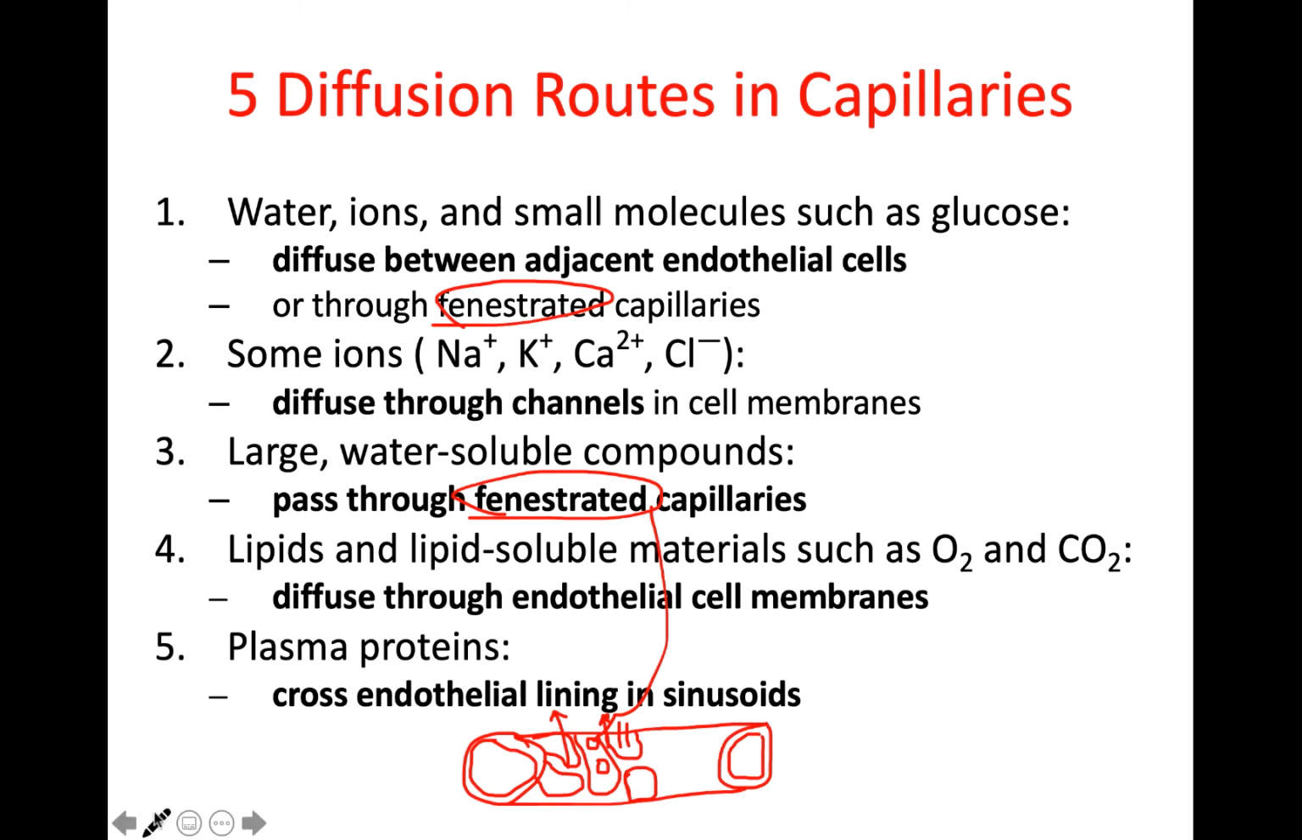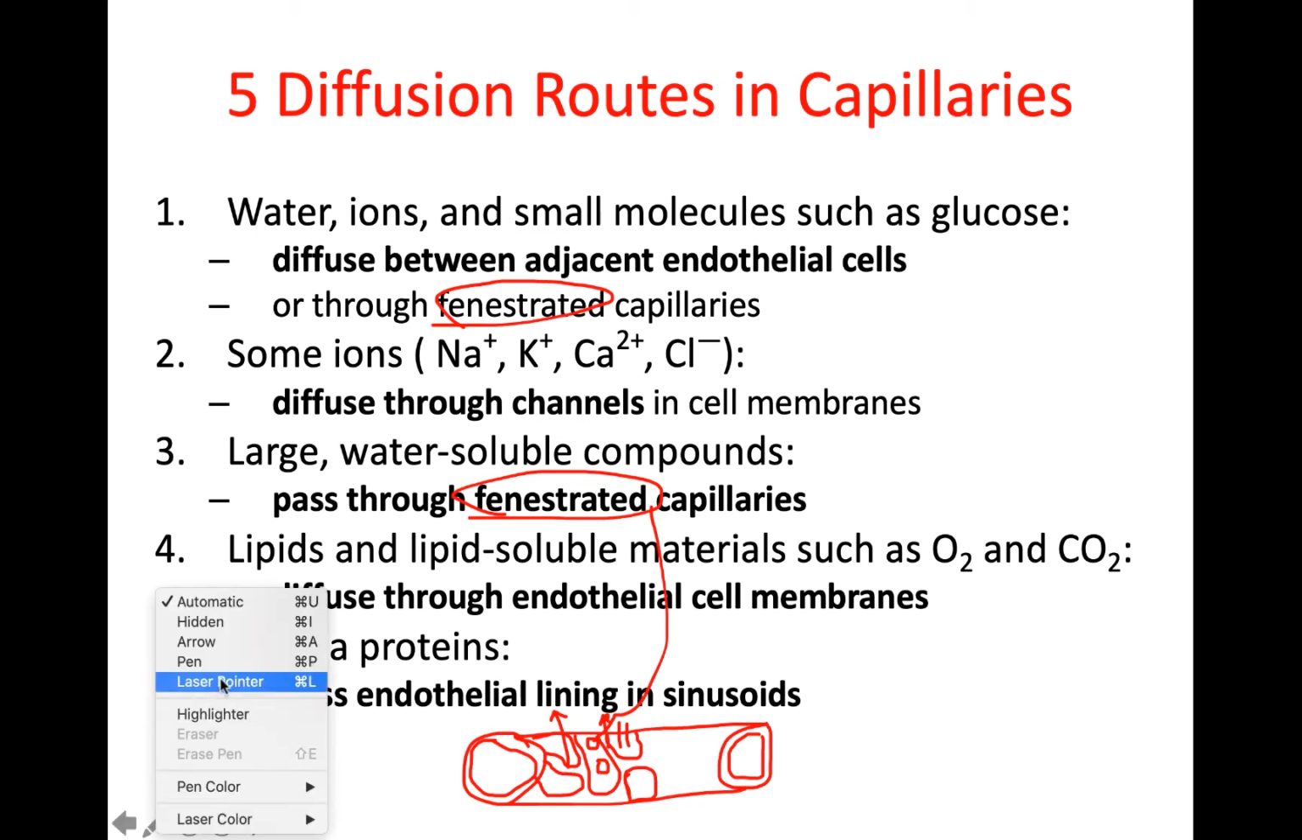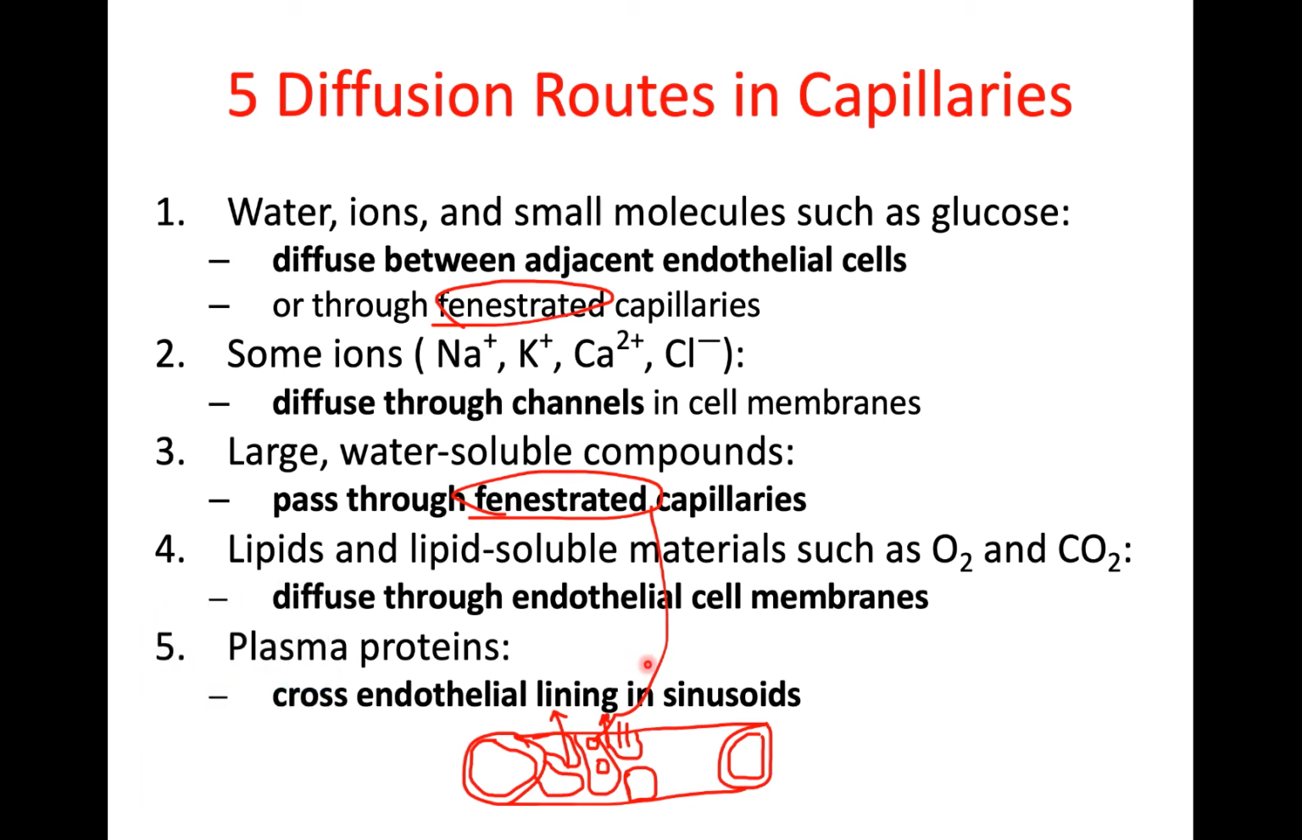Number 4 talks about lipids and other components that are hydrophobic. That means they like fat-based soluble compounds. And with that, because they're fat-based or lipid-based, they're able to make their way through the actual membrane of the cell. Because remember, the cell membrane is also made of lipids, and like dissolves like. So if you are lipid-based, you're going to be able to diffuse through a membrane that's also lipid-based.